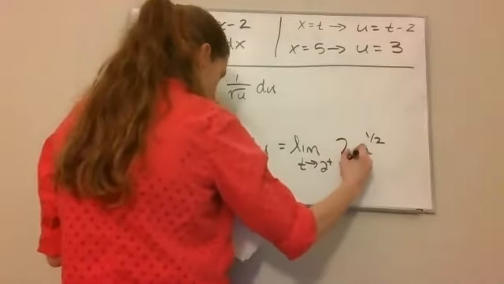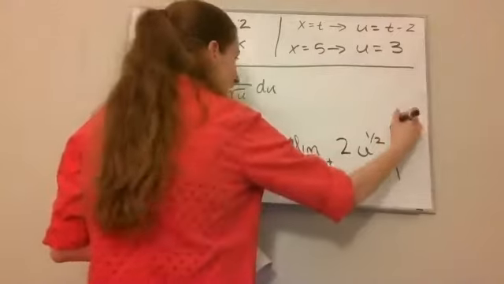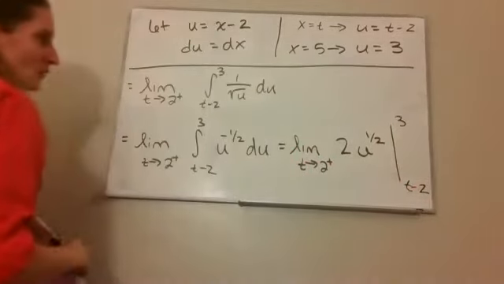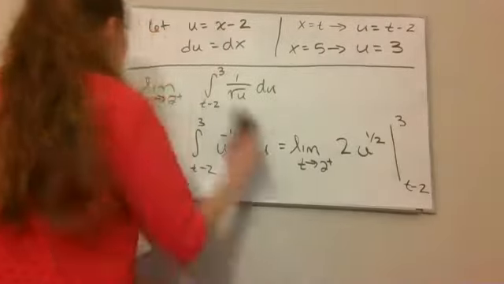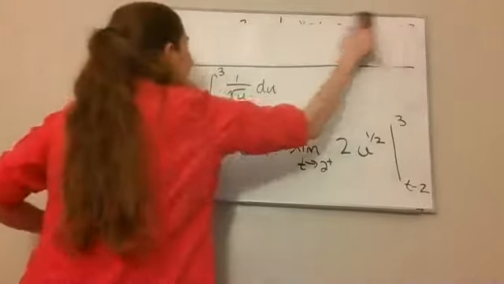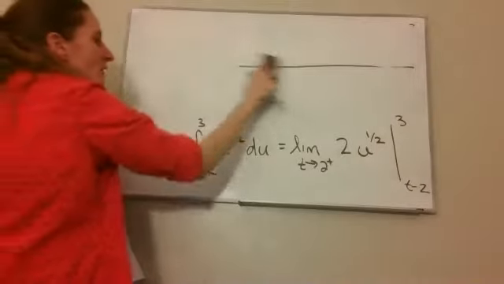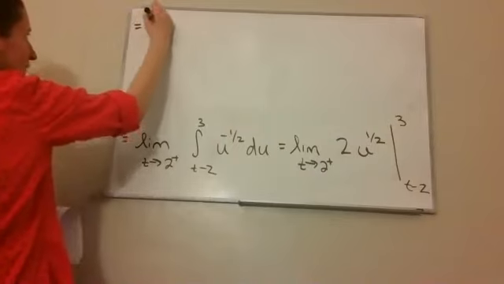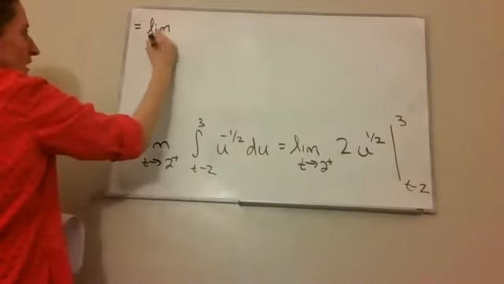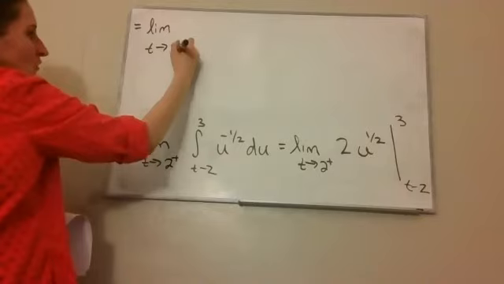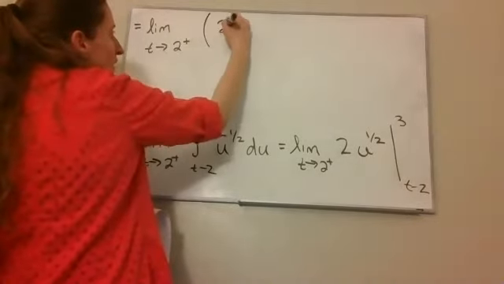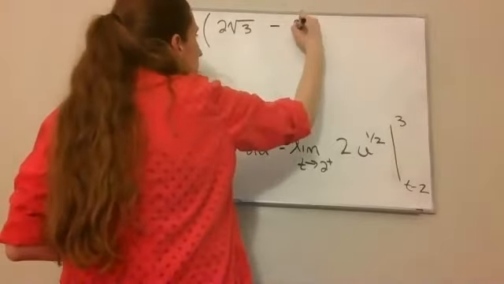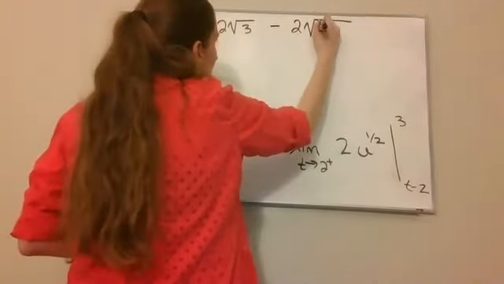So I get a 2. Then I'm going to plug in the 3 and plug in the t minus 2 and see what happens when I take my limit. So remember that u to the 1/2 is the square root. So I'm going to rewrite it as a square root when I finish this up. The limit as t approaches 2 from the right of 2 times the square root of 3 minus 2 times the square root of t minus 2.